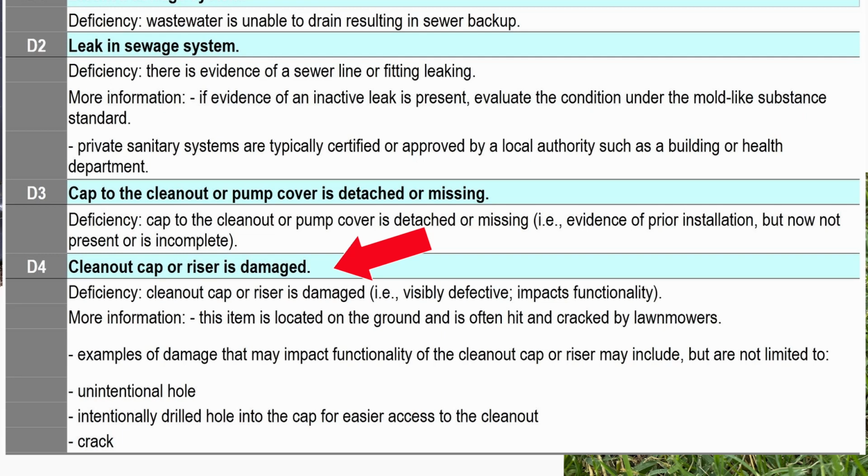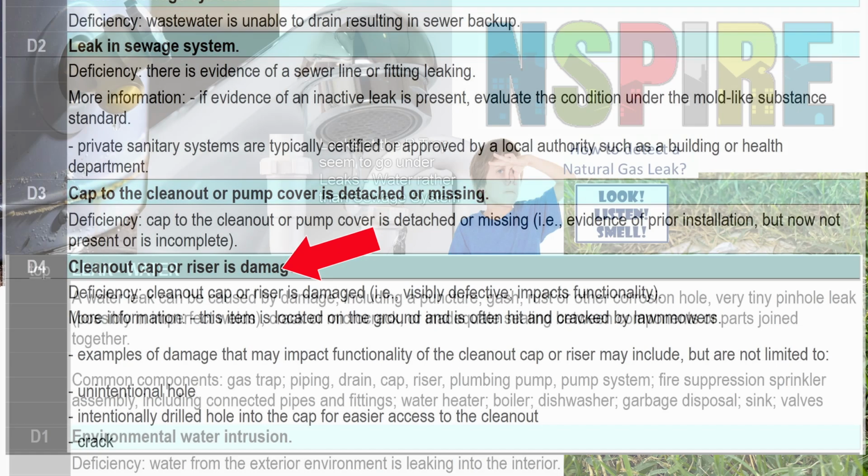Examples of damage that may impact functionality of the cleanout cap or riser may include, but are not limited to, an unintentional hole, intentionally drilled hole into the cap for easier access to the cleanout, or a crack.